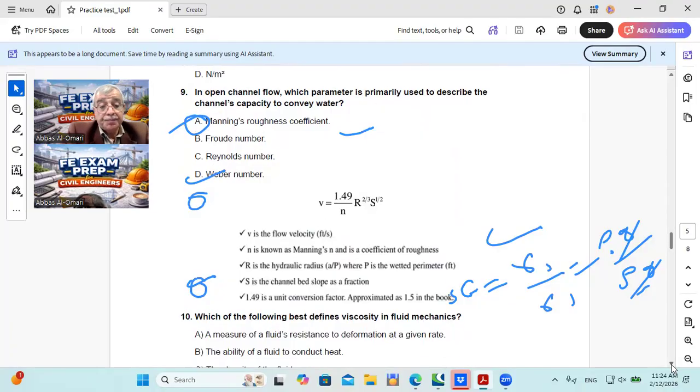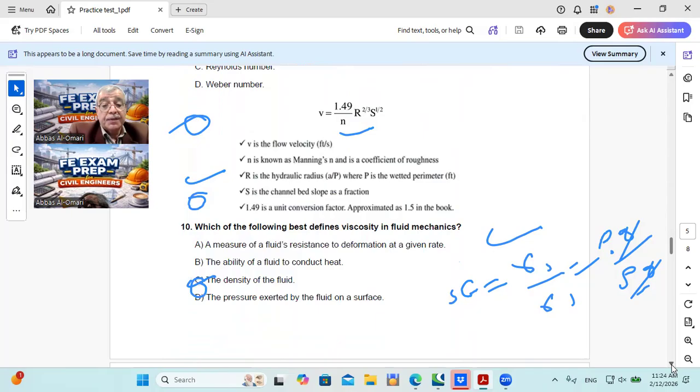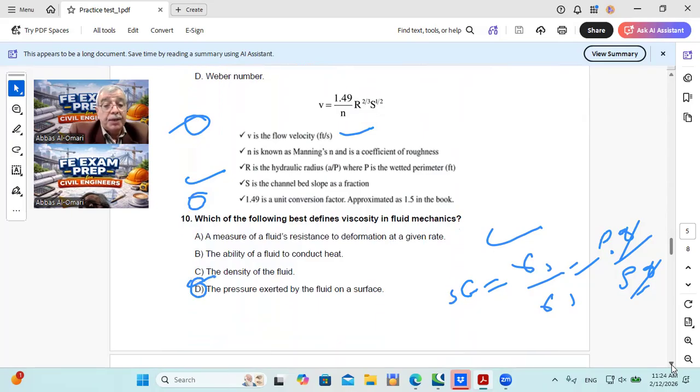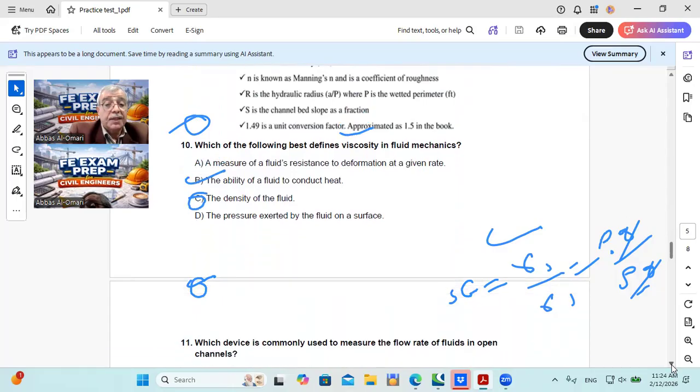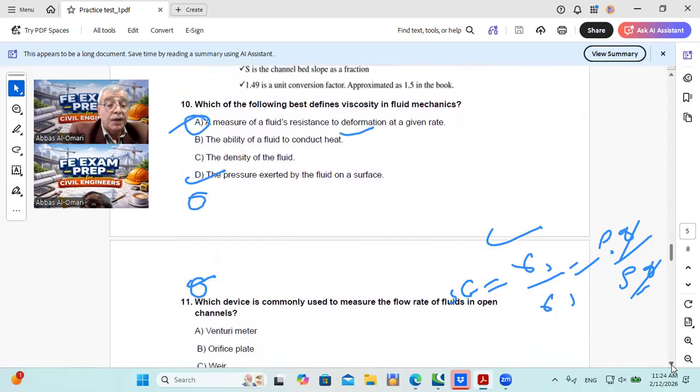Now the next question, which of the following best defines viscosity in fluid mechanics? We know that viscosity is the resistance of a fluid to flow or deformation. So among the answers given here, the correct answer is A. Viscosity is a measure of a fluid's resistance to deformation at a given rate. This is the definition of viscosity for fluids. So the correct answer is A.